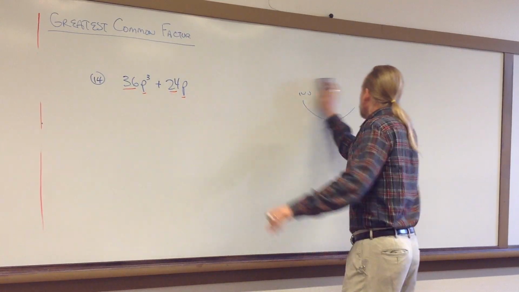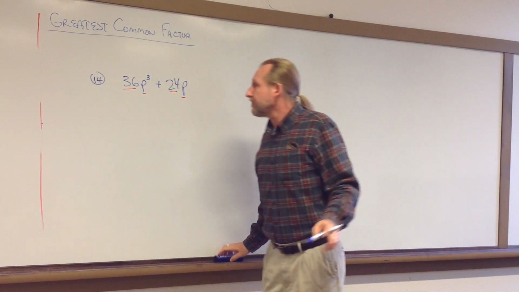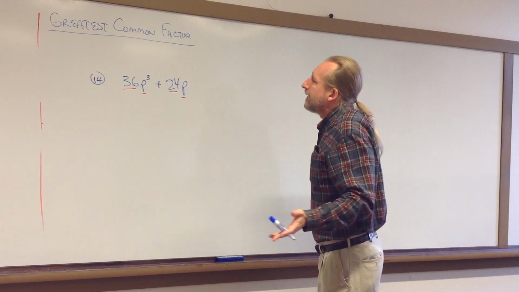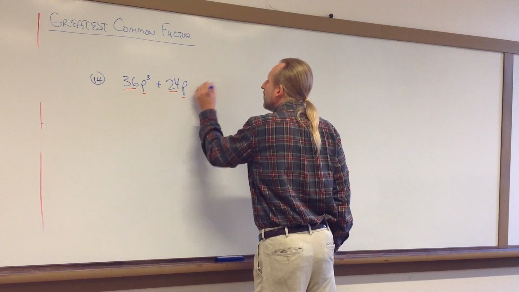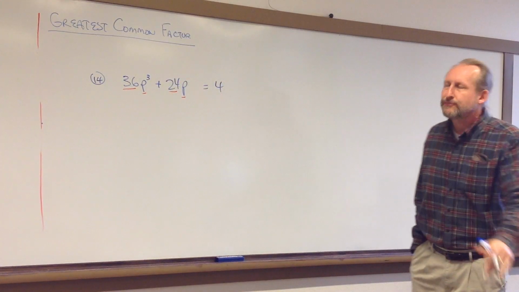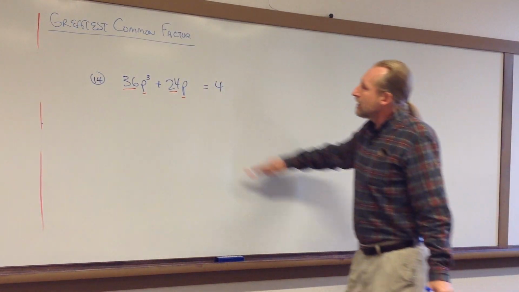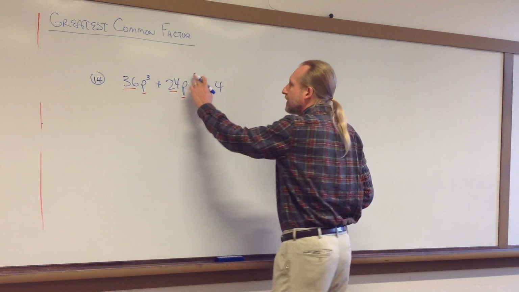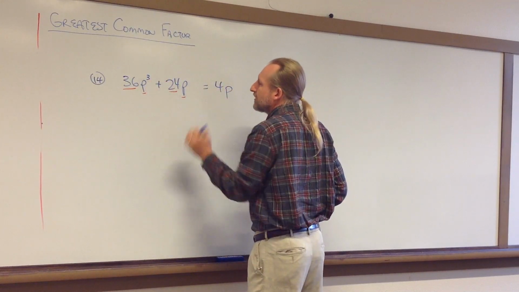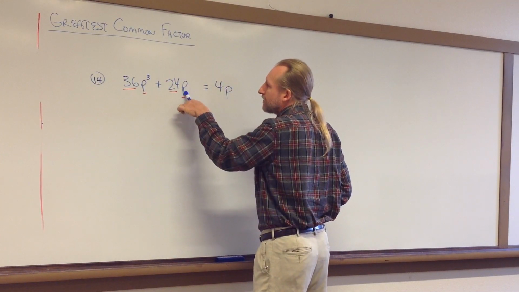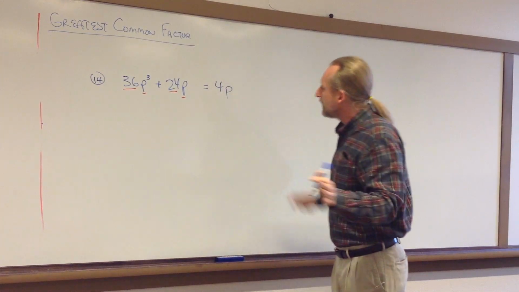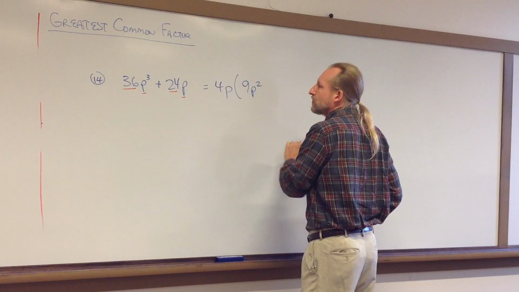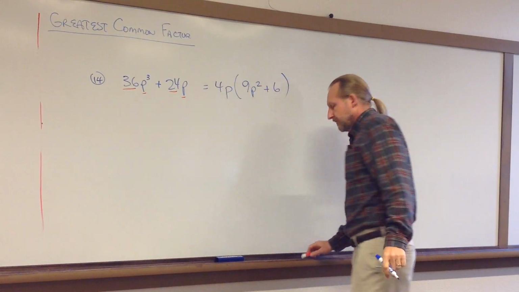Same thing here. Okay? So there is a greatest common factor here, but I'm not going to use it right away. I know that 4 goes into both of those numbers. So let's factor out a 4. And then the greatest power of p that we can factor out of both of these is just p to the first. This one has a p to the third, but we couldn't factor that out from this one. Okay? All right, so we're going to factor out 4p. That'll leave us with 9p squared plus 6.